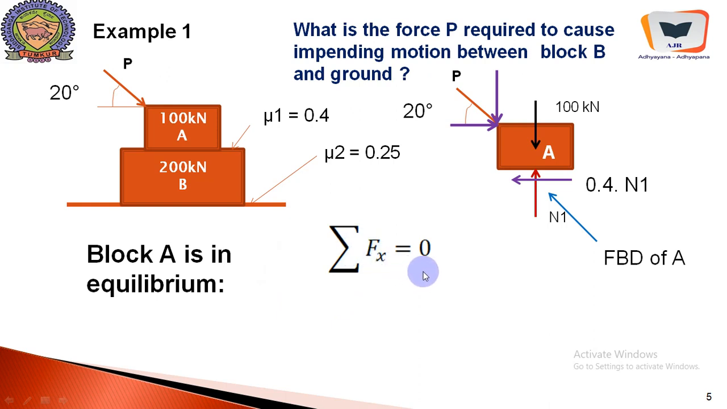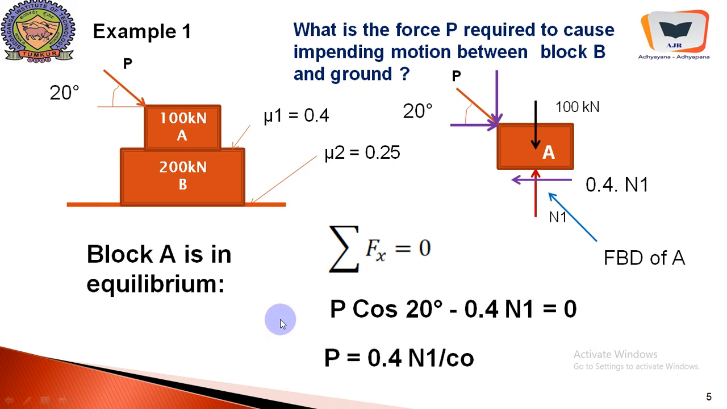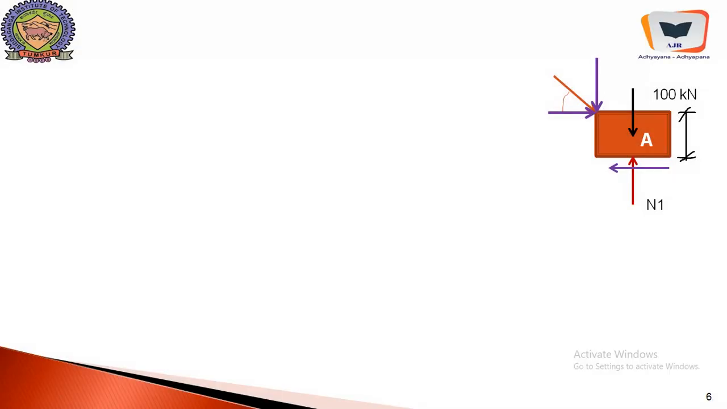Sigma Fx equal to 0. Algebraic sum of all the horizontal components will be equal to 0, and it comes P cos 20 minus 0.4 N1 equal to 0, because these two are the only horizontal forces, and we will be able to develop some kind of a relationship between P and N1, which can be utilized very usefully in some other equation in order to resolve the unknowns.